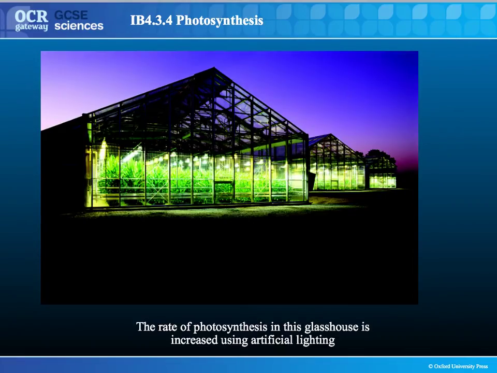So this is a glass house where we can grow plants artificially. Artificial light is used, so we've got maximum amount of light available to the plant. Temperature is monitored so that it's nice and warm for the plants so that the rate of photosynthesis is high, and also things like burning fuels can produce extra carbon dioxide that can help plant growth.